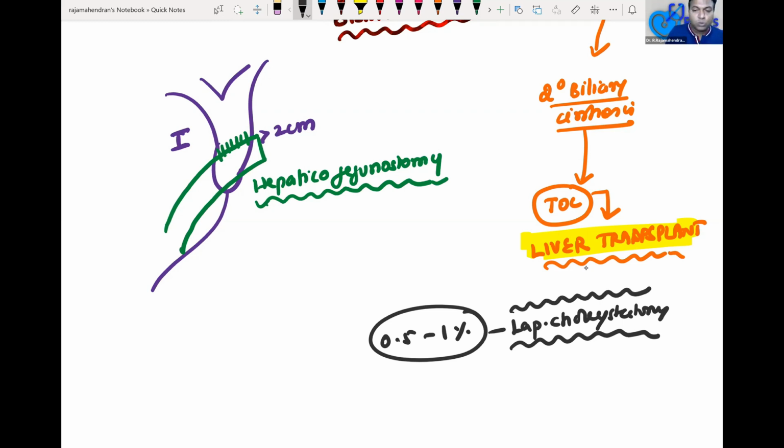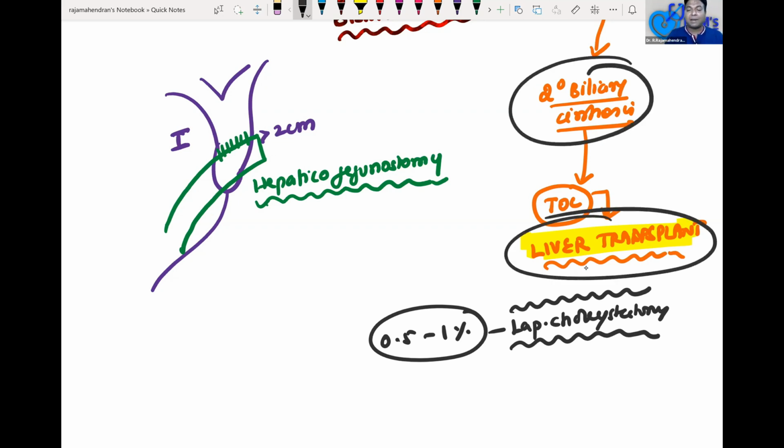There is no excuse if we leave the patient to go for secondary biliary cirrhosis and the patient finally lands up in a liver transplant, especially a 35-year-old lady. That lady landed up in a liver transplant. We saw one such patient when I was doing MCh. That is the very worst treatment by the surgeon. So this should never happen.